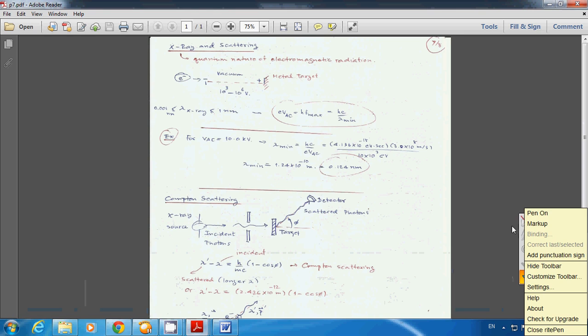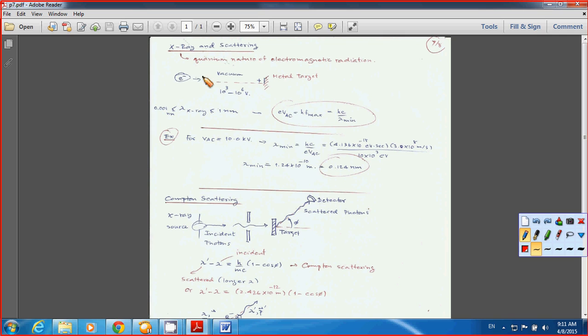As for X-ray and scattering, the mechanism is going to be the opposite of the laser. When you have an electron coming in, it's going to be accelerated by the potential difference. So you have the negative charge here, you have the positive, so the electron is going to accelerate toward the right and hit the mirror target and release the X-ray. And in general, the wavelength of X-ray is going to be in the range of 0.001 nanometer to 1 nanometer.